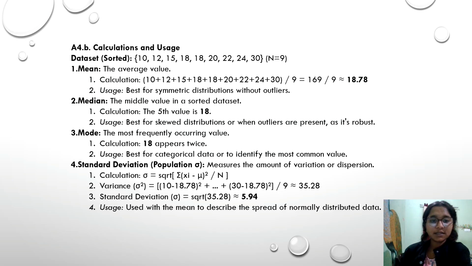A dataset is given. How do we calculate the mean? Add all the values and divide by the total number of values, and we will get the mean. Median: the middle value is called the median. Mode is the value that appears most often. Standard deviation is calculated by this formula.